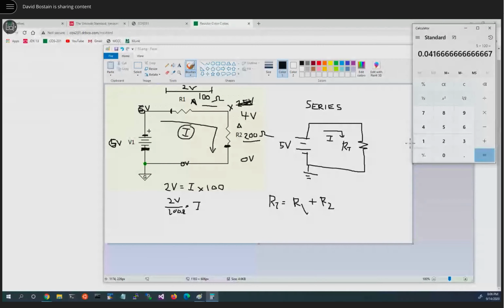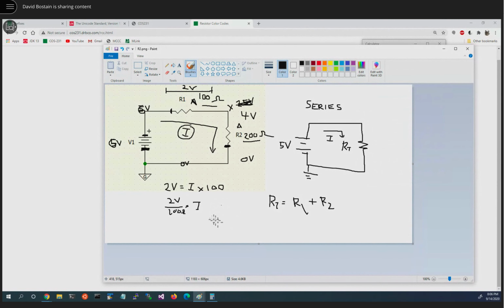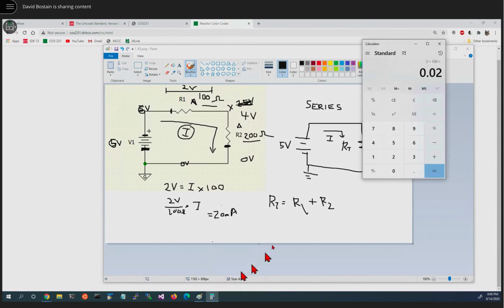So we grabbed this, we can say 2 volts divided by 100 ohms. Oops, I hit the wrong key there. What did I say, 5 volts? Oh no, 2 volts divided by 100 ohms equals 20 milliamps. Okay. Now, what if we'd taken 4 volts and divided by 200? We still get 20 milliamps. This is the same 20 milliamps, as I told you, going through both.